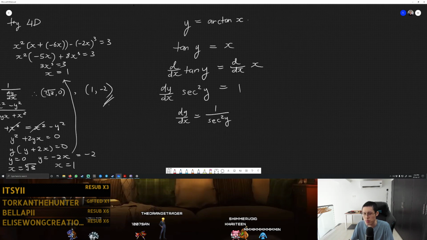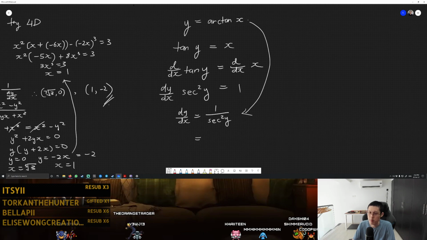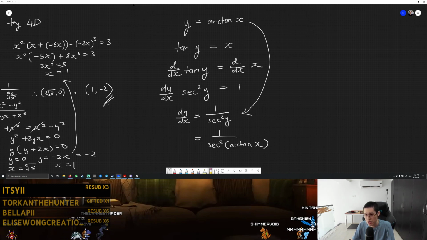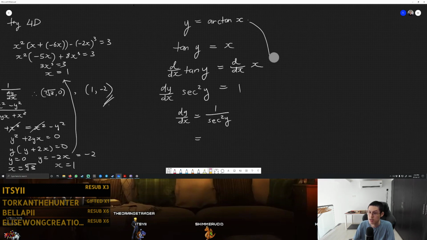So you could be thinking, what if I just plop this in here, and then I'll get secant squared arctangent x. But this is also very messy because everything is in some kind of trigonometric function. There's actually a much better way to represent this in terms of just x, and I'm going to show you how to do that.